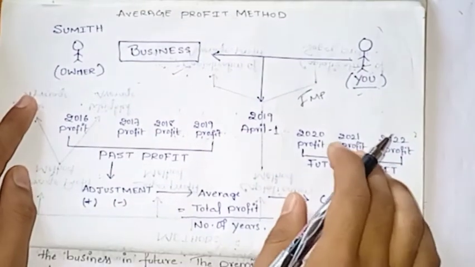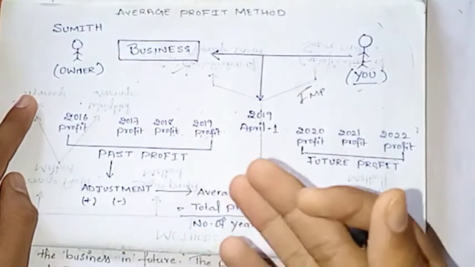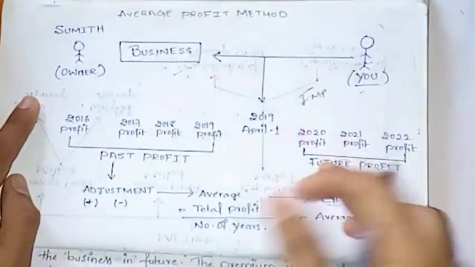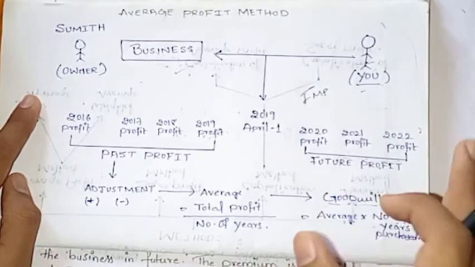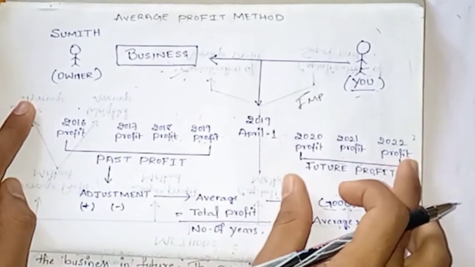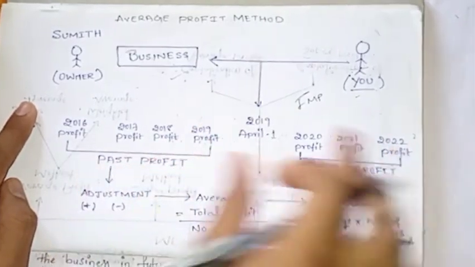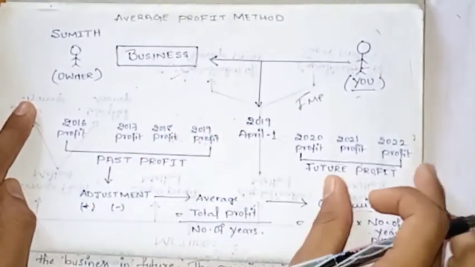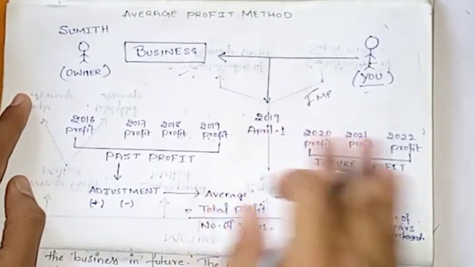So now you will say, how are we going to calculate the future profit? How can we know what this business can earn in 2020, in 2021 and 2022, right? See, we can calculate the future profit on the basis of past profit. On the basis of past profit, we will calculate the future profit. So we will see that practically by solving the problems.